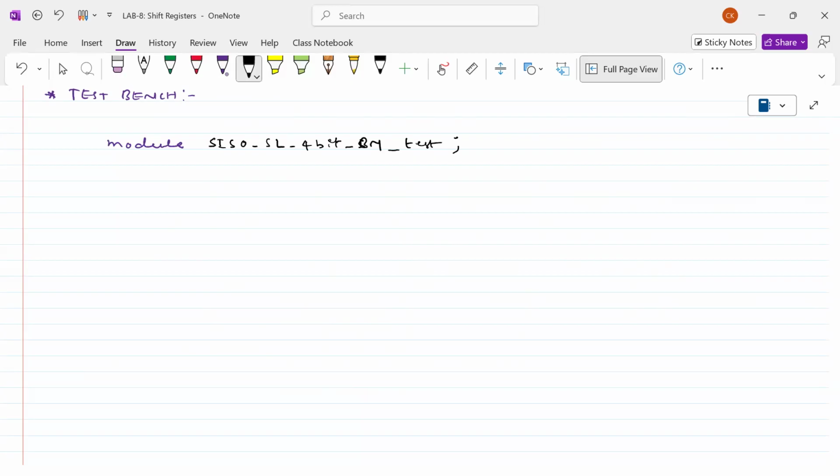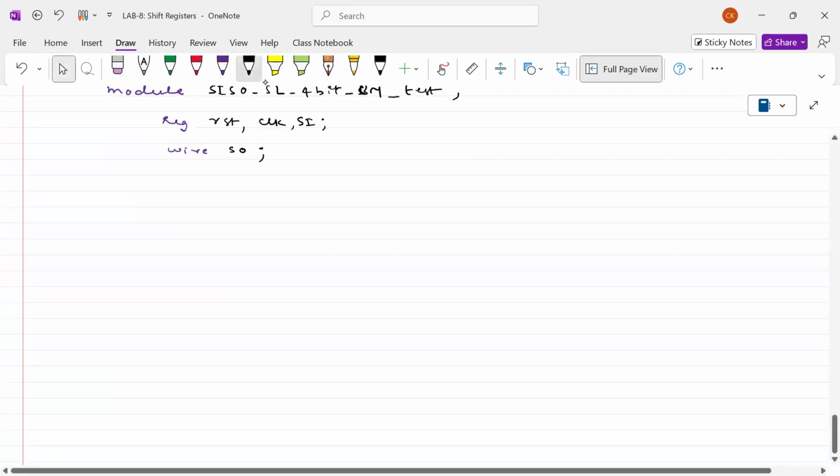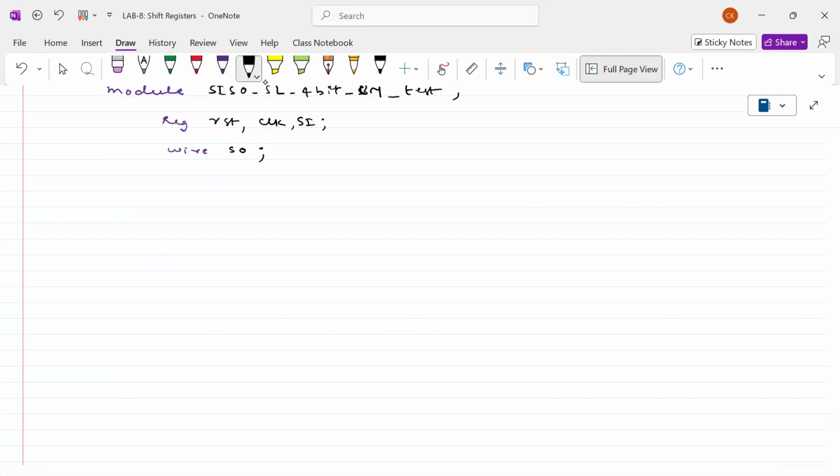What is the next one? Register data type: RST, clock, serial in data, next void, SO. Let me start the clock. Not the clock, the initial block. Let me write initial begin.